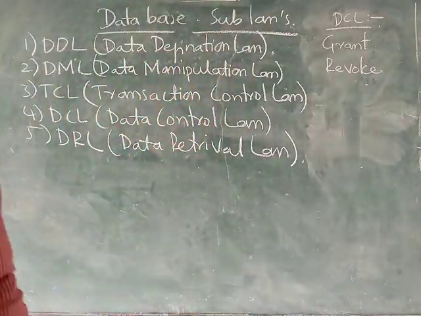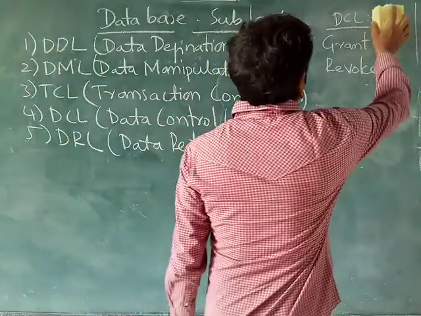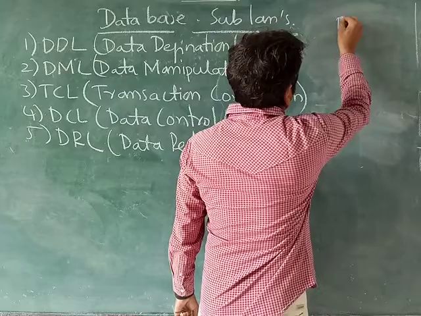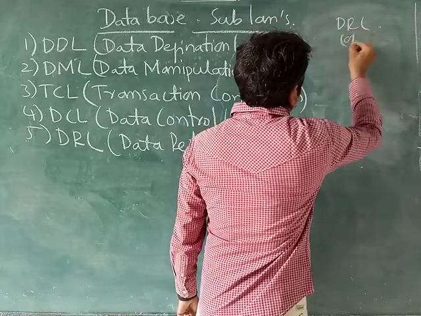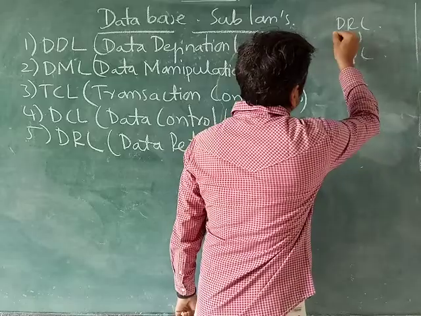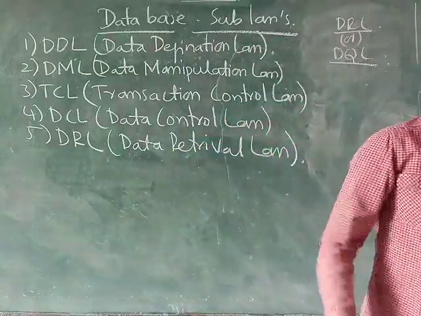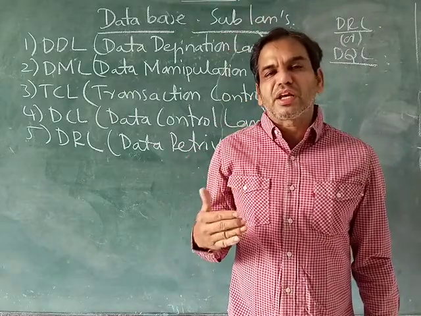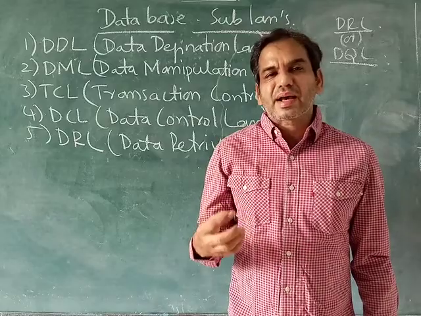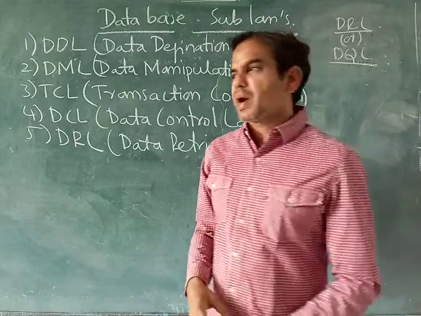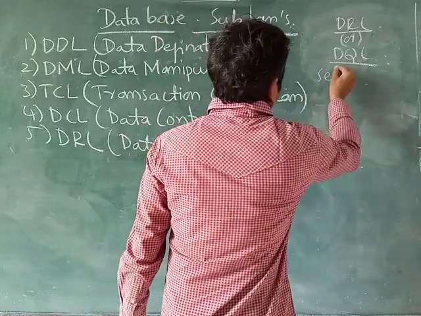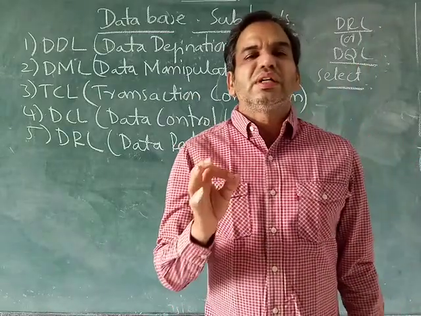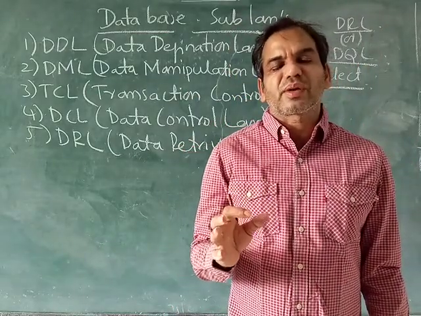The last one is DRL, data retrieval language. DRL is also called DQL, data query language. So why are we using DRL or DQL? DRL, data retrieval language, is mainly used to retrieve or access information from the table. The command is select. The select command is used to retrieve information from the table.